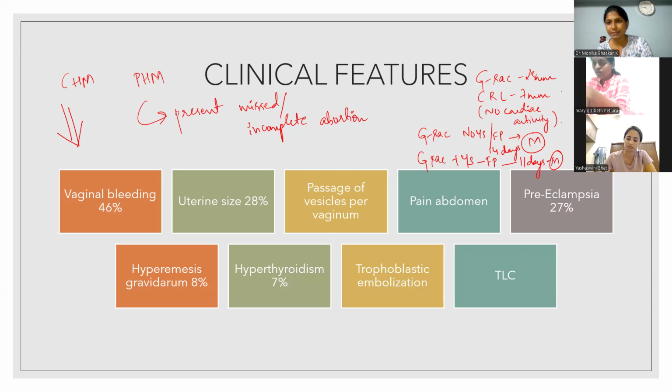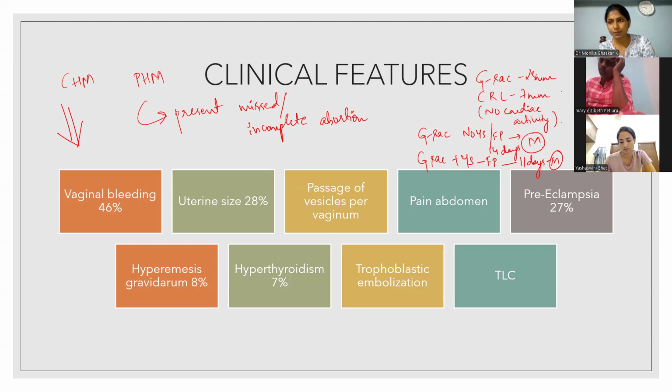If CRL is 7 but there is no cardiac activity, then again you call it a missed abortion. And if there is G-sac but there is no yolk sac or fetal pole, and you wait for 14 days, that is 2 weeks, but still there is no development of either of the two, again you call it a missed abortion. And if there is G-sac and yolk sac, but you wait for 11 days, and still there is no fetal pole, then again you call it a missed abortion.